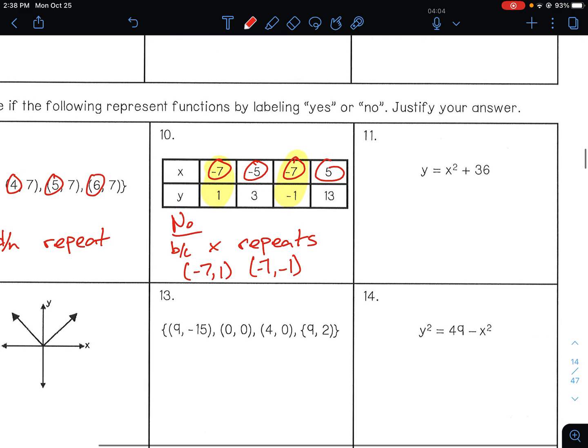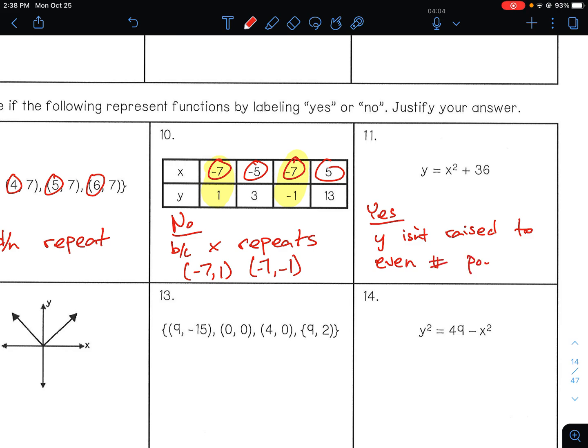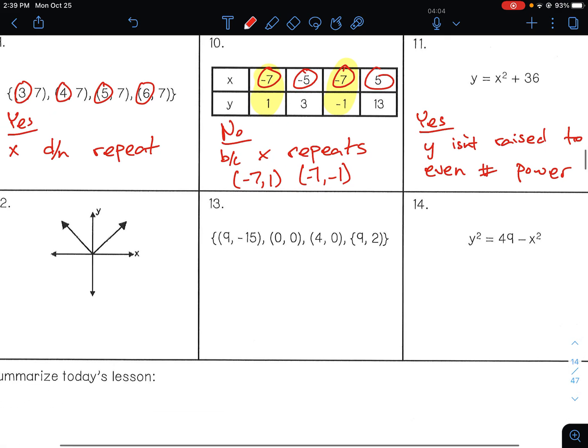Number 11. Different set of rules. What is our rule? We check to see if y is raised to the second power or an even numbered power. So we don't really care about anything else. We only care about the y. Is y raised to the second power? It is not. That means this is a function. Yes, y is to the first power, or you could say y isn't squared, isn't raised to an even numbered power. Or you could even say y is just raised to the first power.